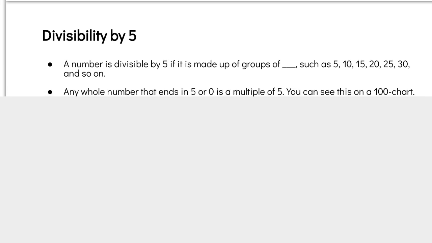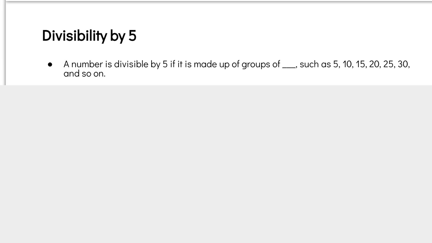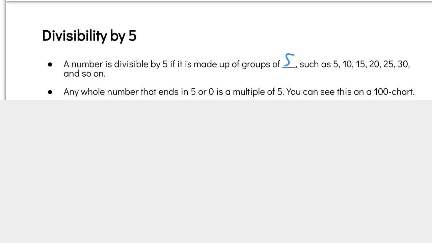So first is divisibility by 5. A number is divisible by 5 if it is made up of groups of 5, such as 5, 10, 15, 20, 25, 30, and so on. Make sure that you are writing down things that you feel are important, things that you need to remember later when your future forgetful self forgets these things.